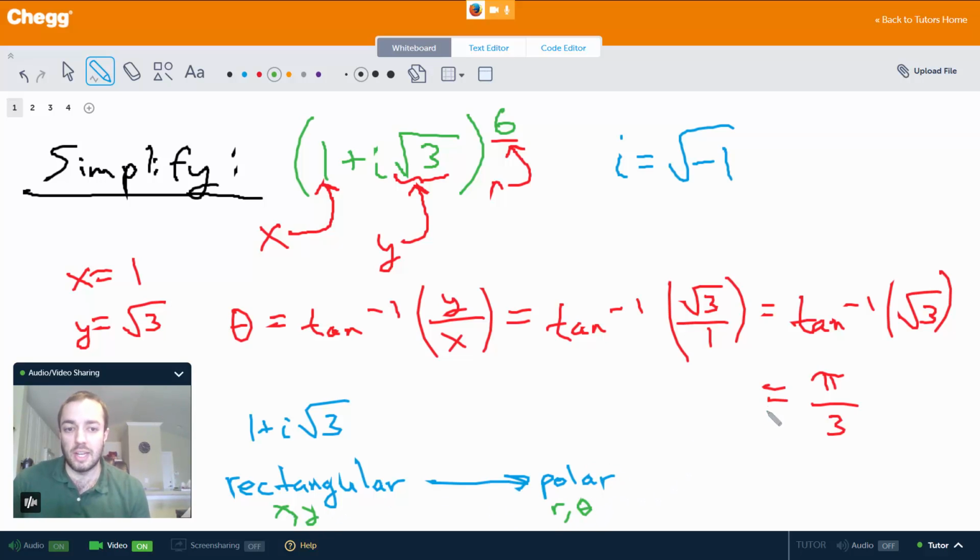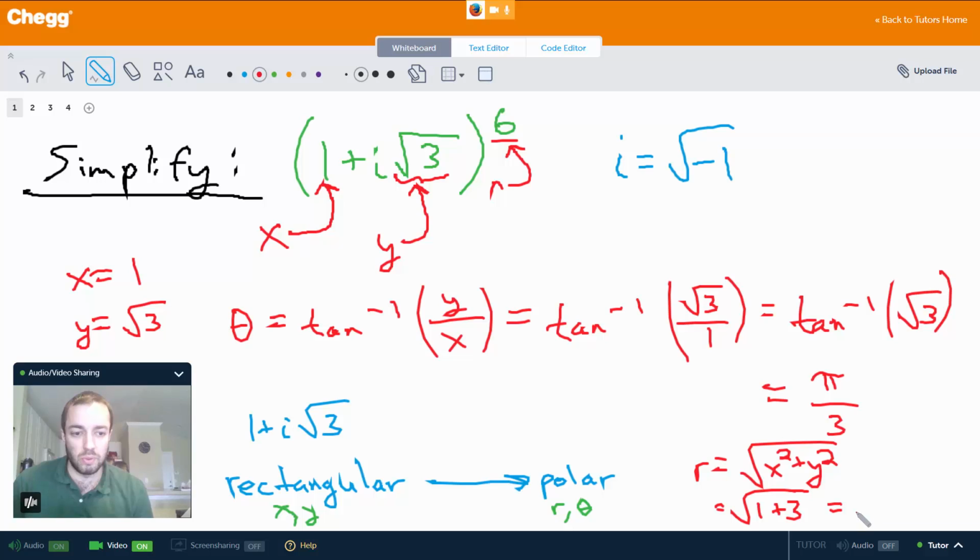And we just found theta. Okay, theta is pi over 3. Now we have to get r. What's r? Well, r is the positive square root of x squared plus y squared. Now, in this case, x is just 1, so x squared is just 1, so we have the square root of 1 plus y, which is the square root of 3, so y squared is just 3.